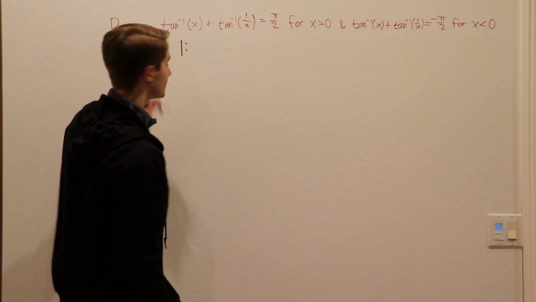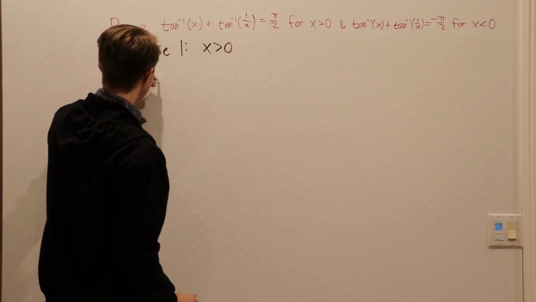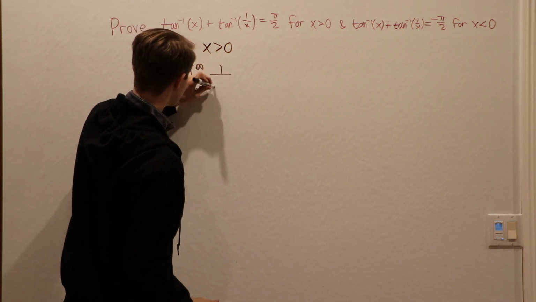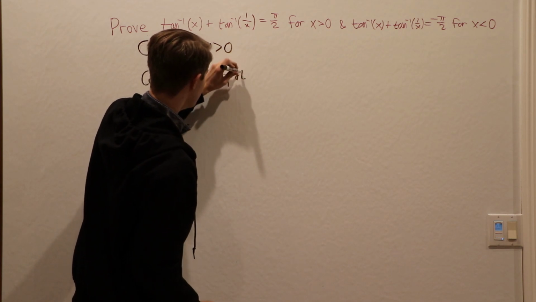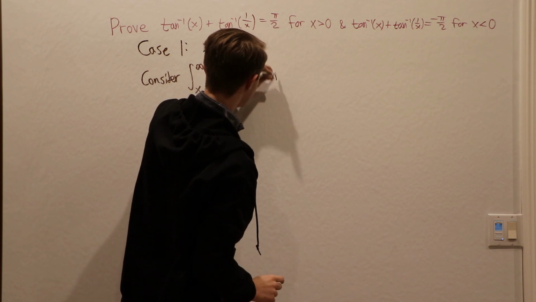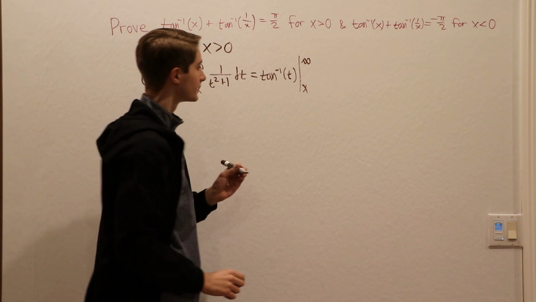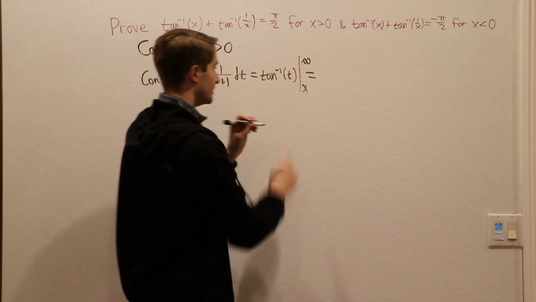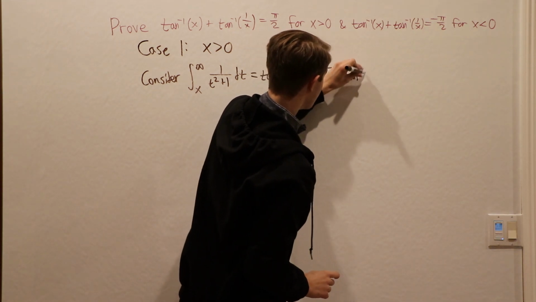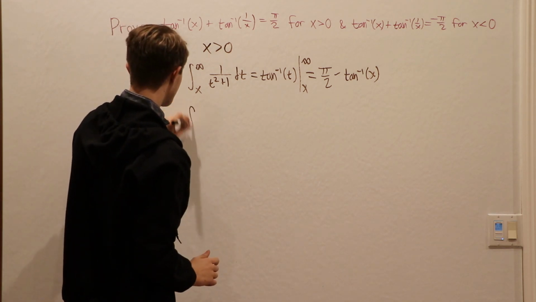So first, let's consider the case where x is greater than 0. Consider the integral from x to infinity of 1 over t squared plus 1 dt. We know that this equals the inverse tangent of t evaluated at infinity and x. The inverse tangent of infinity is just pi over 2, and then we have minus the inverse tangent of x. Now that's one way that we can evaluate this integral.